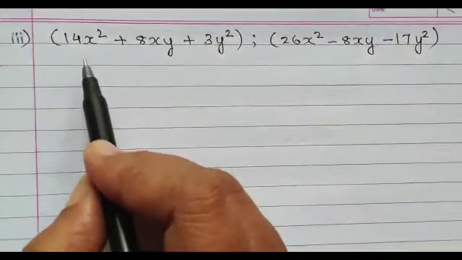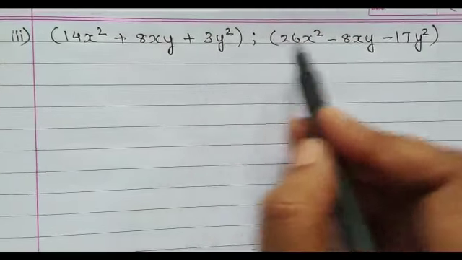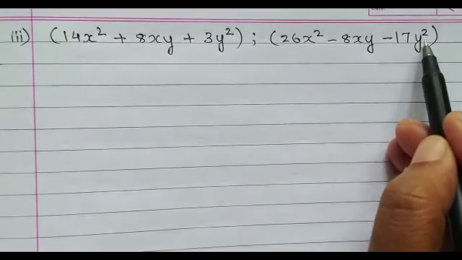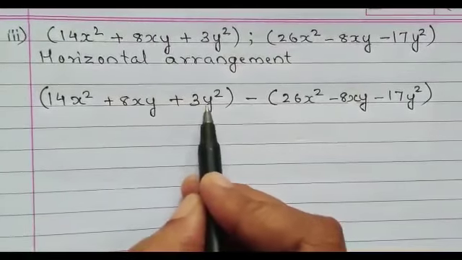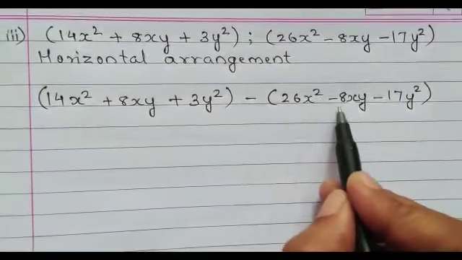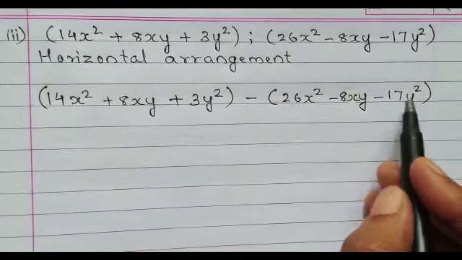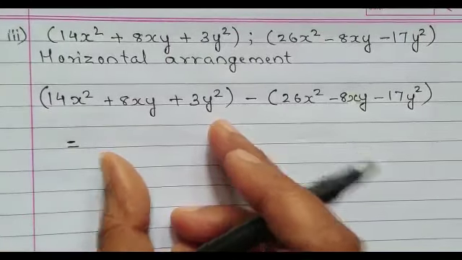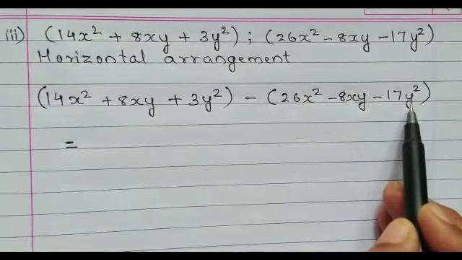The third question, 14x square plus 8xy plus 3y square and 26x square minus 8xy minus 17y square. So 14x square plus 8xy plus 3y square minus (26x square minus 8xy minus 17y square). What we have to do, we have to keep the first expression as it is and change the sign of every term in the second expression.